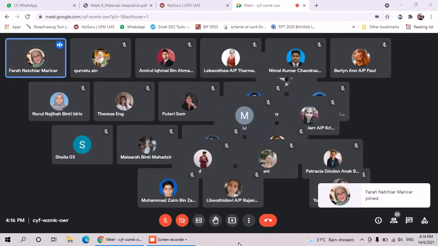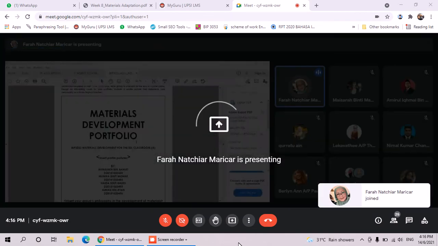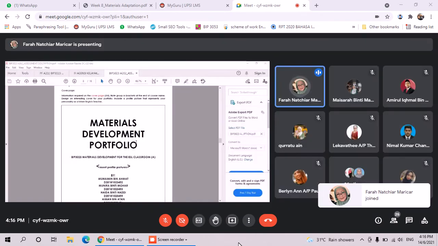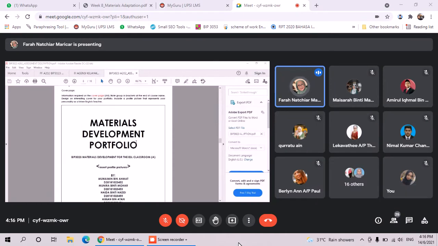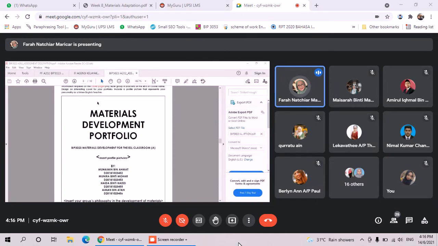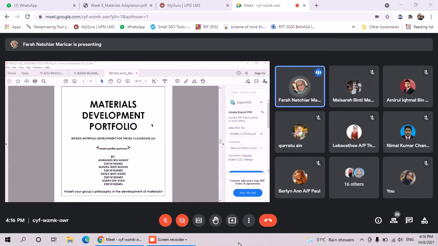Now, they had questions about the portfolio's cover page. Generally, I've presented here a very plain black and white page, but it's really up to you how you want to present this. You can choose to use color and designs and so on, as long as all the details here are included.